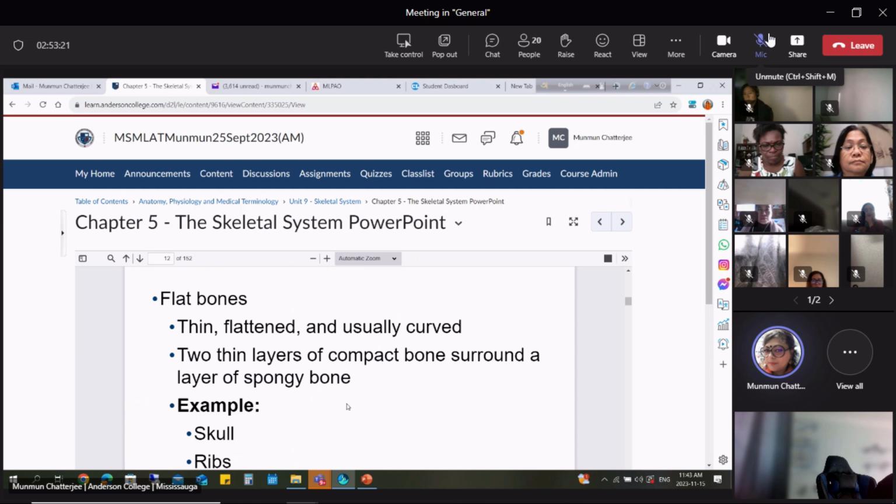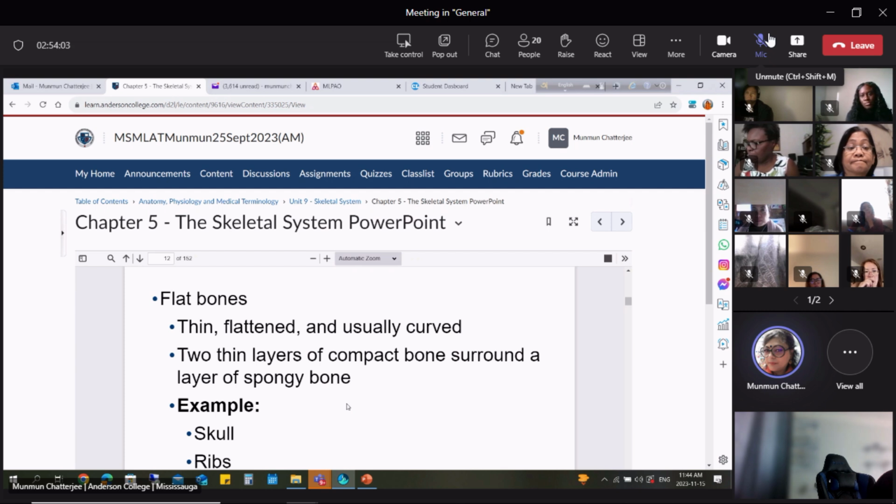So now flat bones. Flat bones means it's flat. They are usually curved. This is also compact bone, but it's surrounded by spongy bone. So basically, again I repeat, long bone is compact bone, short bone is spongy bone. Then flat bone has compact bone surrounded by a layer of spongy bone, because it can act as the cushion and also give the stability.